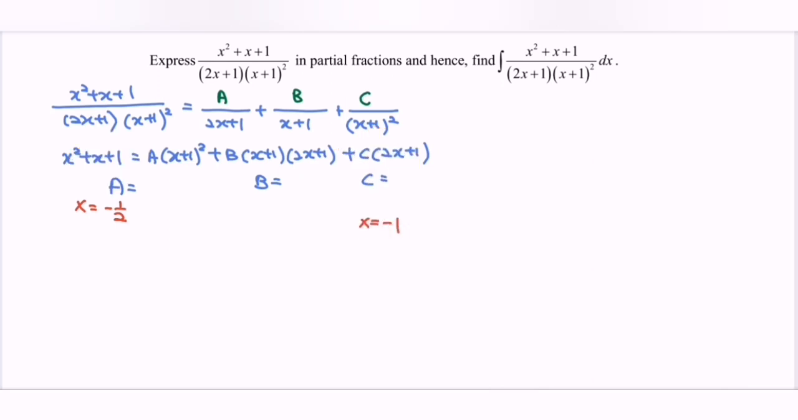Next, move on with B. Kindly substitute any value other than negative 1 over 2 and negative 1. So my suggestion would be 0. Next, what we have to do is to substitute the values. If you substitute negative 1 over 2 for the left-hand side, x squared plus x plus 1, we will have 3 over 4. If we substitute 0, we will have 1. If we substitute negative 1, we will have 1.